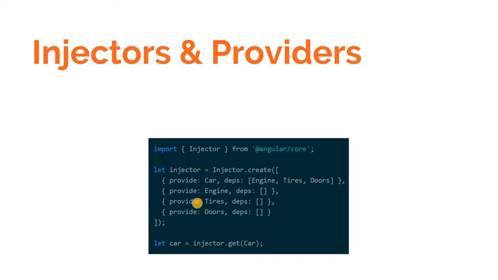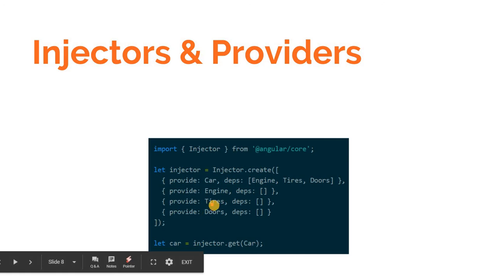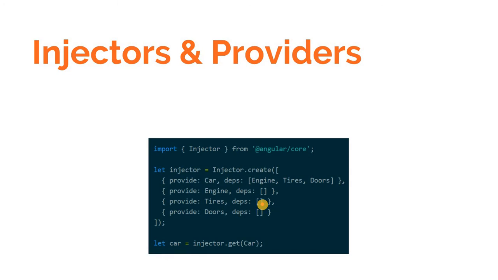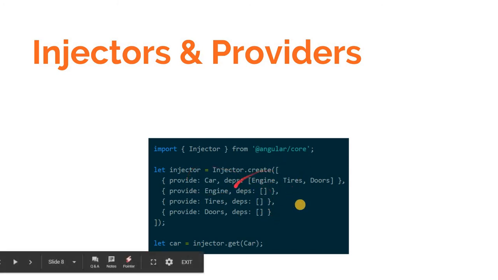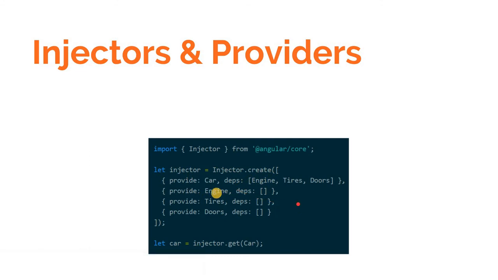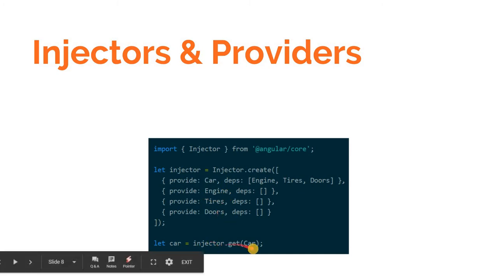If I need an instance of engine as a dependency, then it doesn't really have any dependency, as you can see here. Same is the case with tires and doors. Okay, so these are all the list of providers that we provide to an injector. Okay, and these basically act as a recipe which helps the injector create instances of these dependencies for us. Okay, and then eventually we can simply ask the injector to get an instance of a particular type.